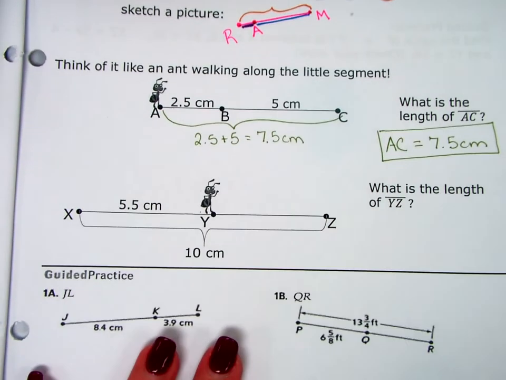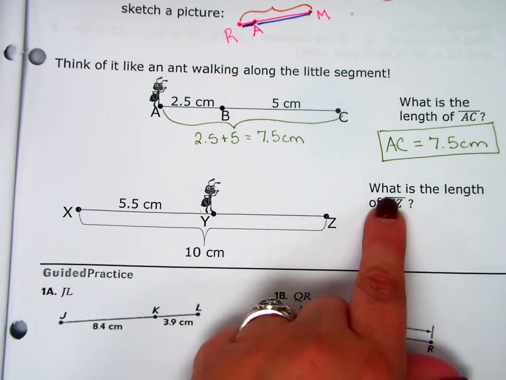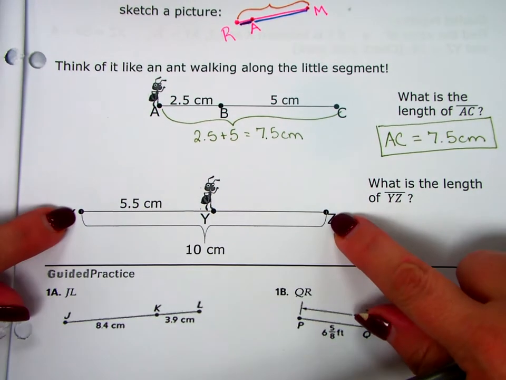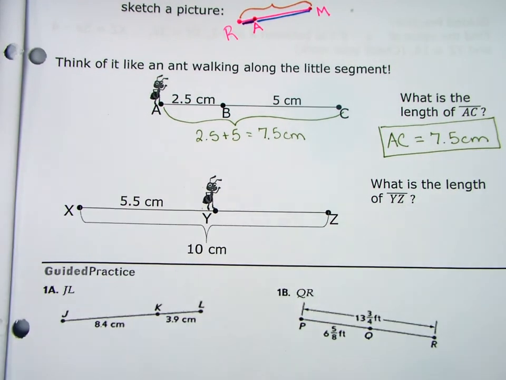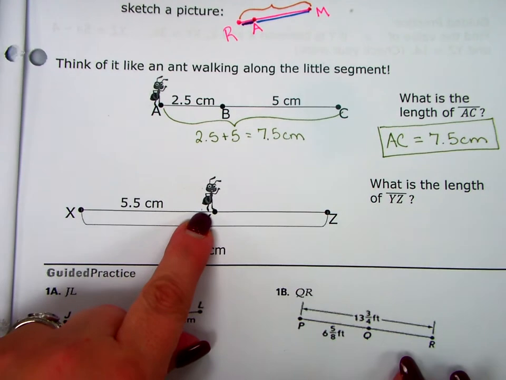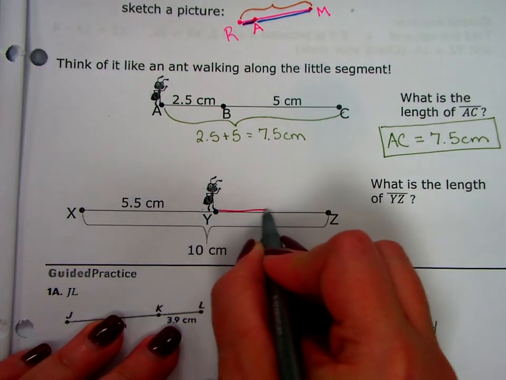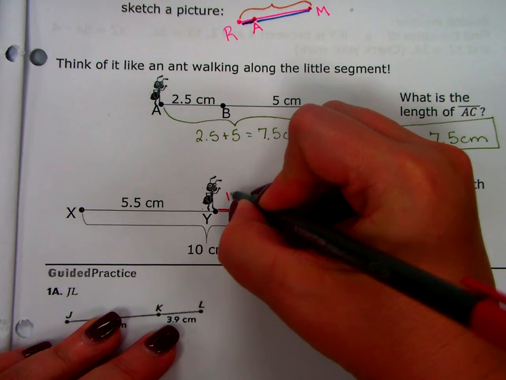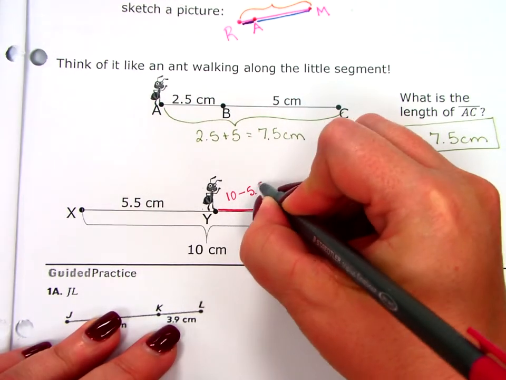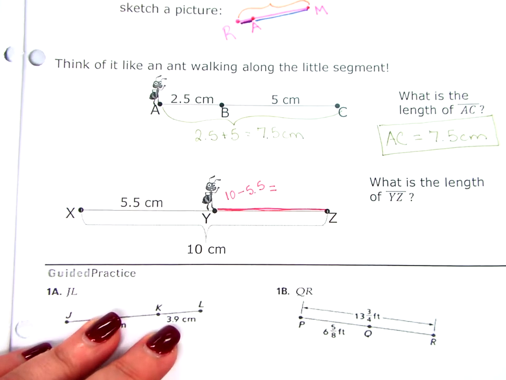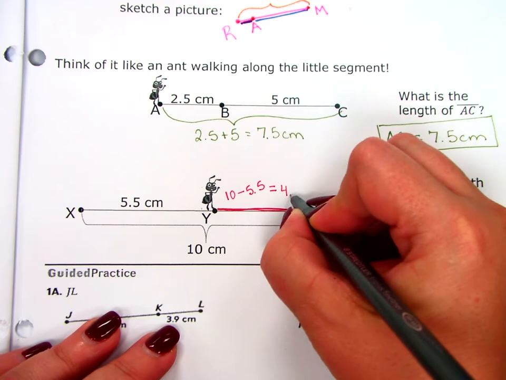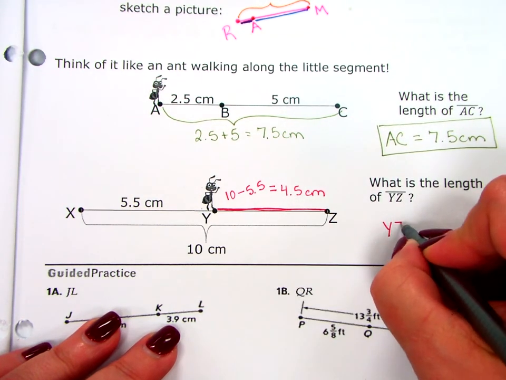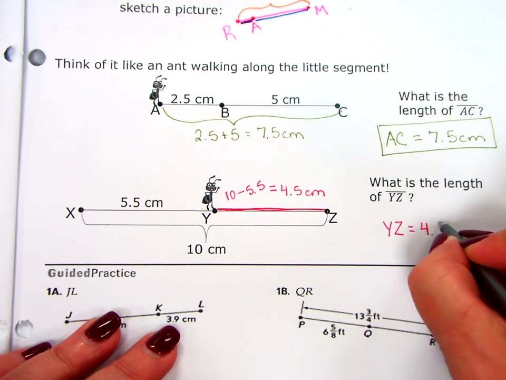The next one, this time I'm trying to find what is the length of YZ. So I'm not trying to find the whole length this time. I know the whole length is 10 centimeters. My little ant has already walked 5.5 centimeters. And I want to know how far is it just from Y to Z. What do I do? Subtract this time, right? I'm going to go 10 minus 5.5 to get what? 4.5 centimeters. So the distance from Y to Z is 4.5 centimeters.